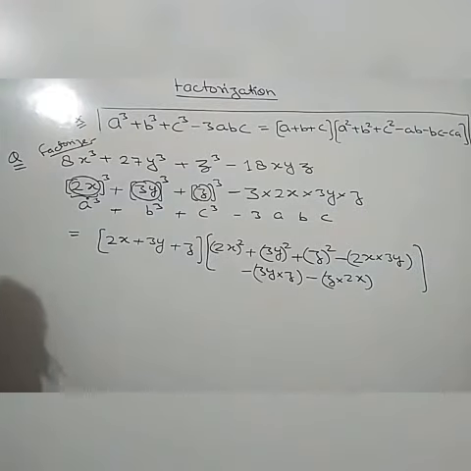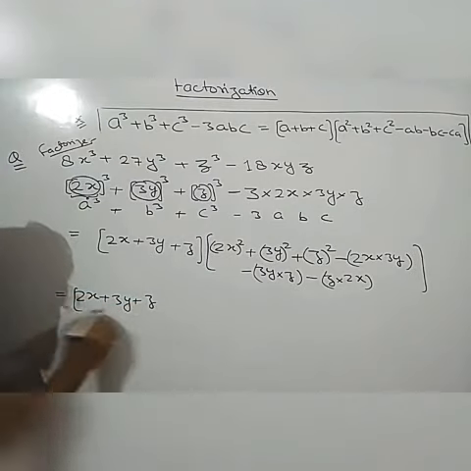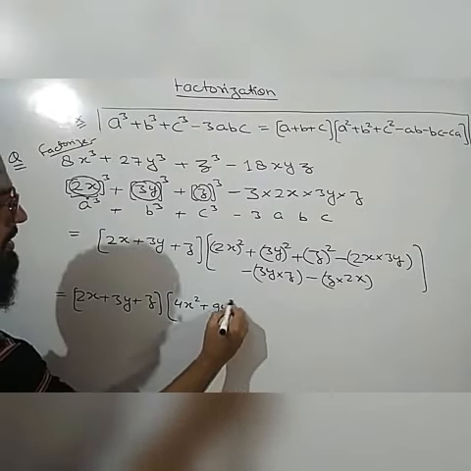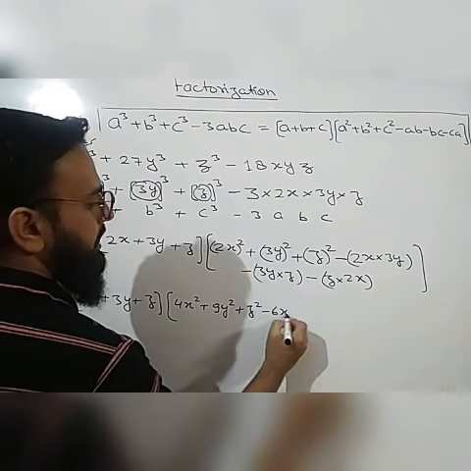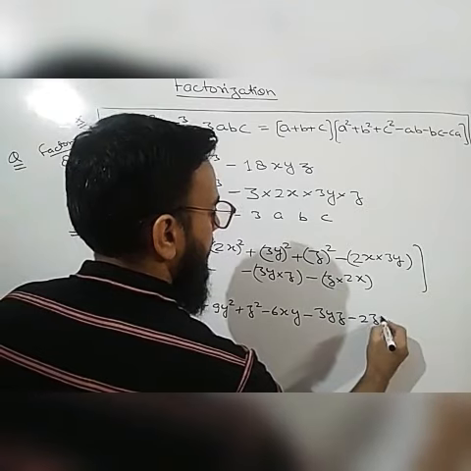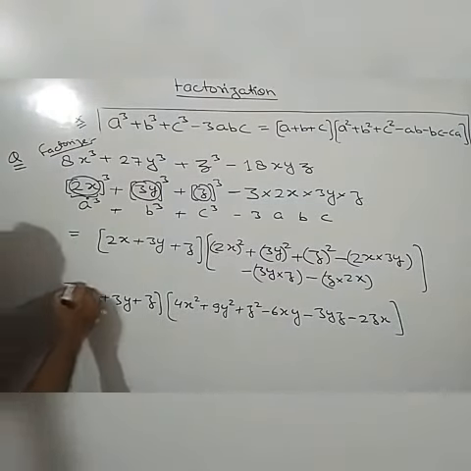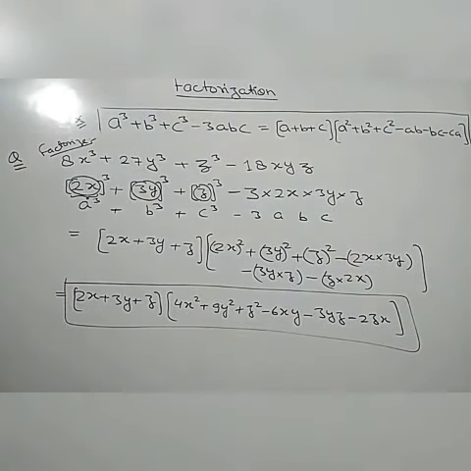Now we can further solve it. In the first bracket it is 2x plus 3y plus z, and in the second bracket it will be 4x square plus 9y square plus z square minus 2 times 3, which is 6xy, minus 3yz, minus 2zx. Okay, so this will be our answer. These are the 2 factors of the given expression in the cubical form. So in this way we can factorize such cubical expressions.